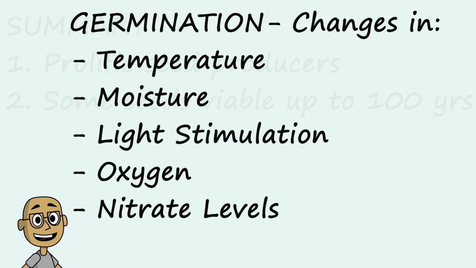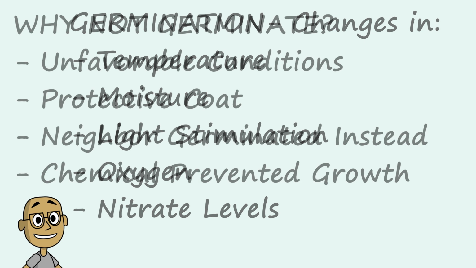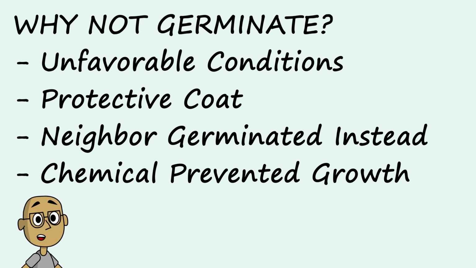Next question is, what conditions trigger weed seeds to germinate? Germination is triggered by changes in temperature, moisture, light stimulation, oxygen, and nitrate levels in the soil. So why don't all the seeds germinate at once? There are 4 reasons, and the first is that weed seeds are specialists to fix conditions in the soil. Since all weed seeds don't fix the same condition, then they will never all germinate at once.